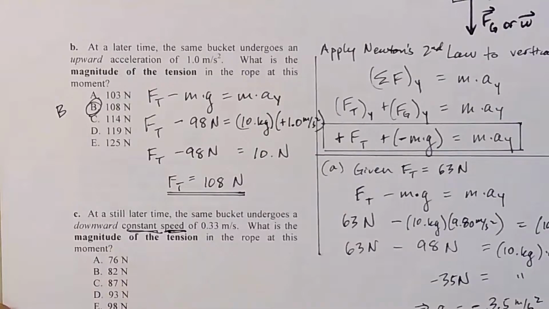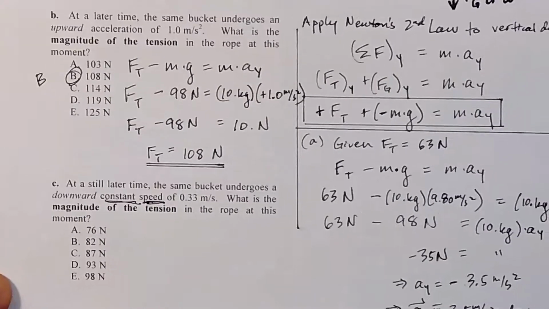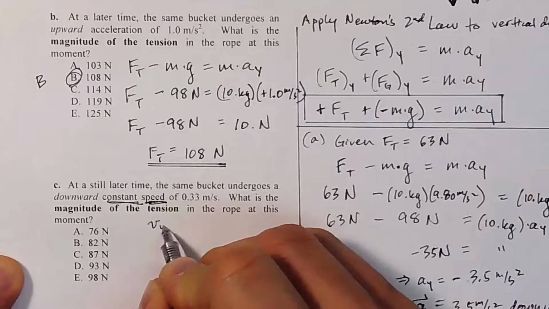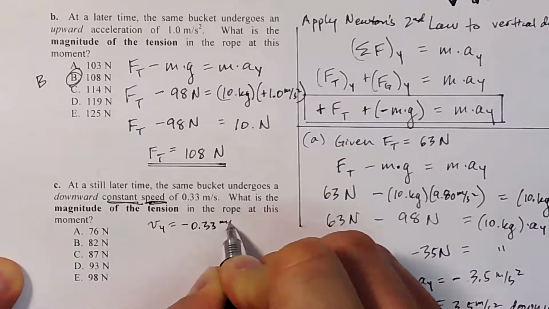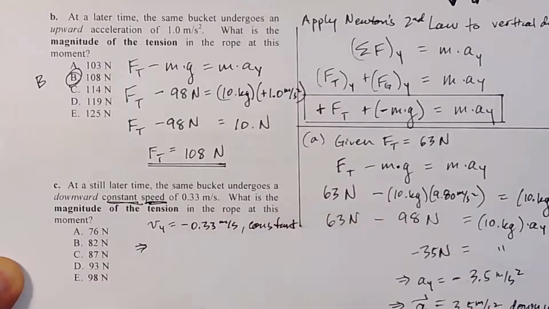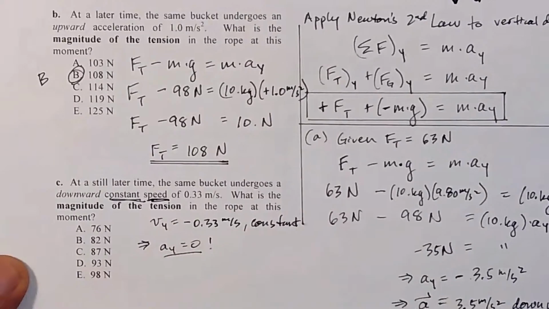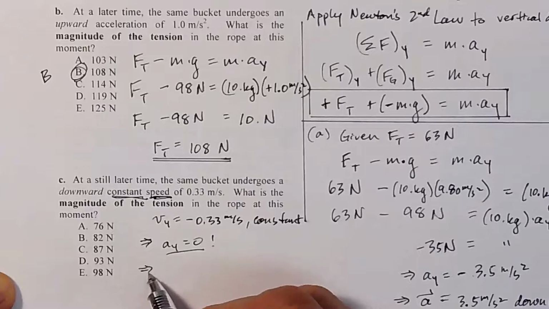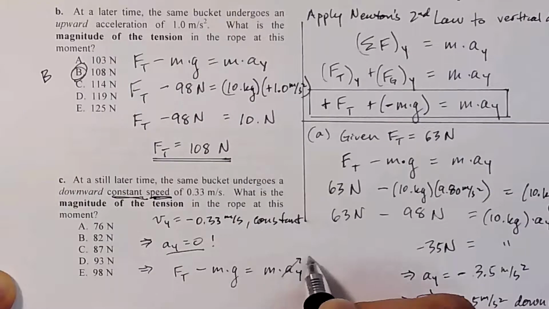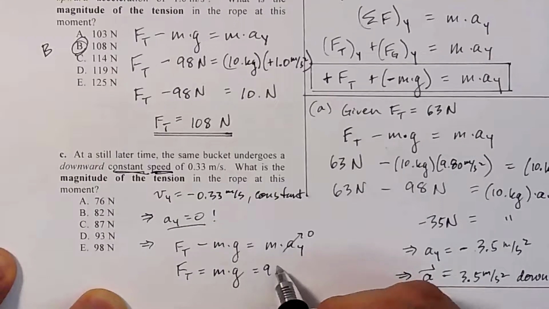right, of downward 0.33 meters per second, right? So you could say the velocity has a y component of negative 0.33. That would be another way to write that, right? But that means this is constant over time, meaning unchanging over time. So that means that the acceleration is 0, right? So what that means is the tension is just equal to the weight, which is equal to 98 newtons.